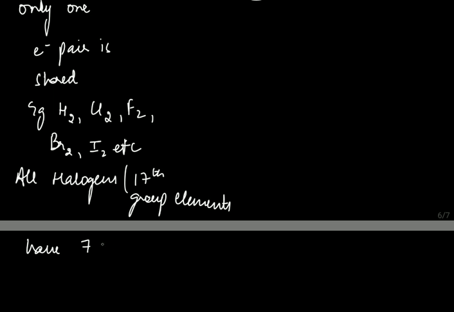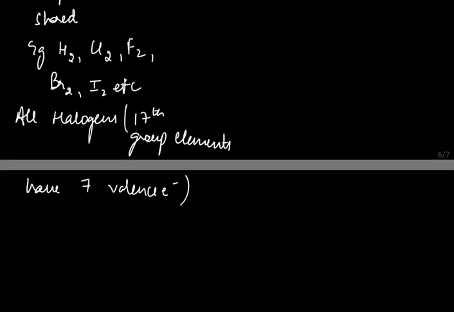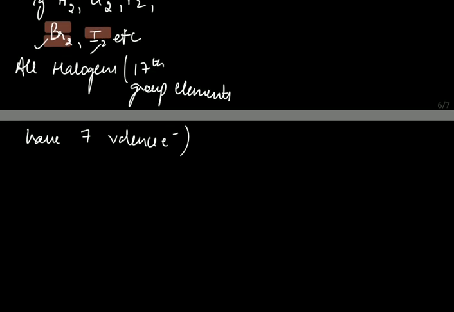which have 7 valence electrons. So in chlorine, fluorine, bromine and iodine, even if you don't know the atomic number of bromine and iodine, you just have to show 7 valence electrons. I'll take an example of iodine. So 7 valence electrons you have to show.